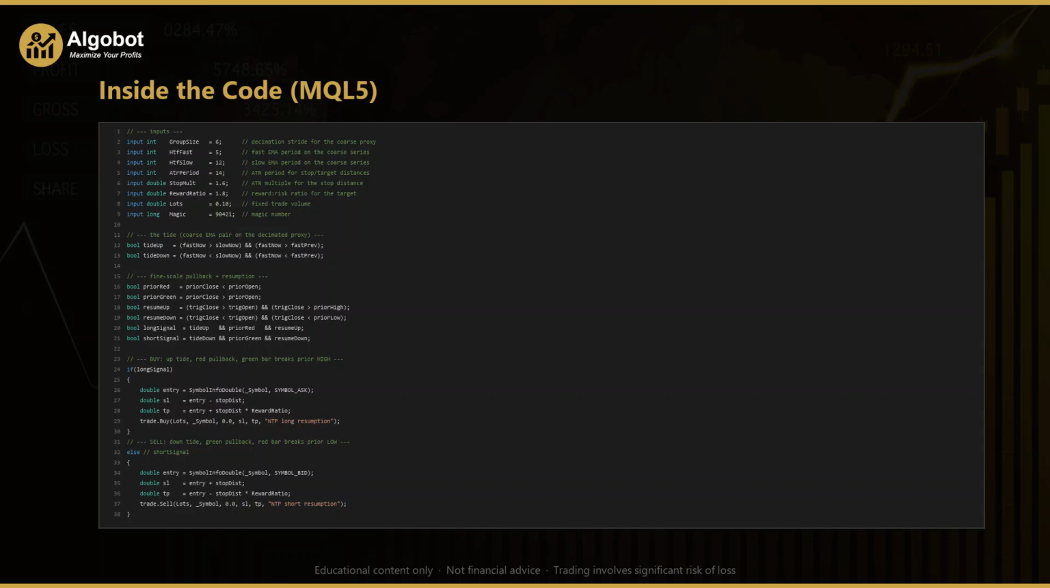Prior red and prior green classify the pullback bar, while resume up and resume down check that the trigger bar closes past the prior bar's high or low in the right direction. These combine into long signal and short signal. Look at the buy block.